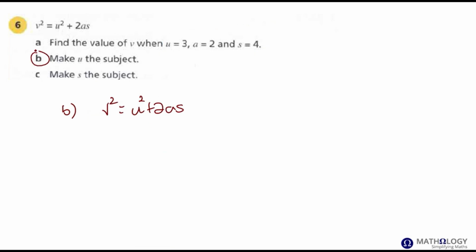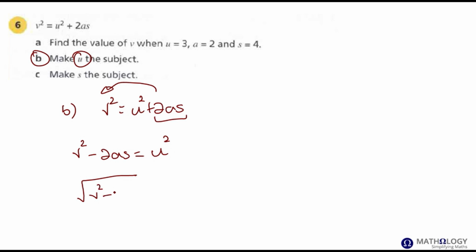Okay, now we're required to make u the subject of the formula. So if we look at the right-hand side, we have u squared plus 2as. Now, 2as is not bound to u squared, so we can simply move it over to the left. So v squared minus 2as equals u squared. Now, u squared is the subject. We don't want u squared to be the subject. We want u to be the subject. So we are now going to square root both sides.